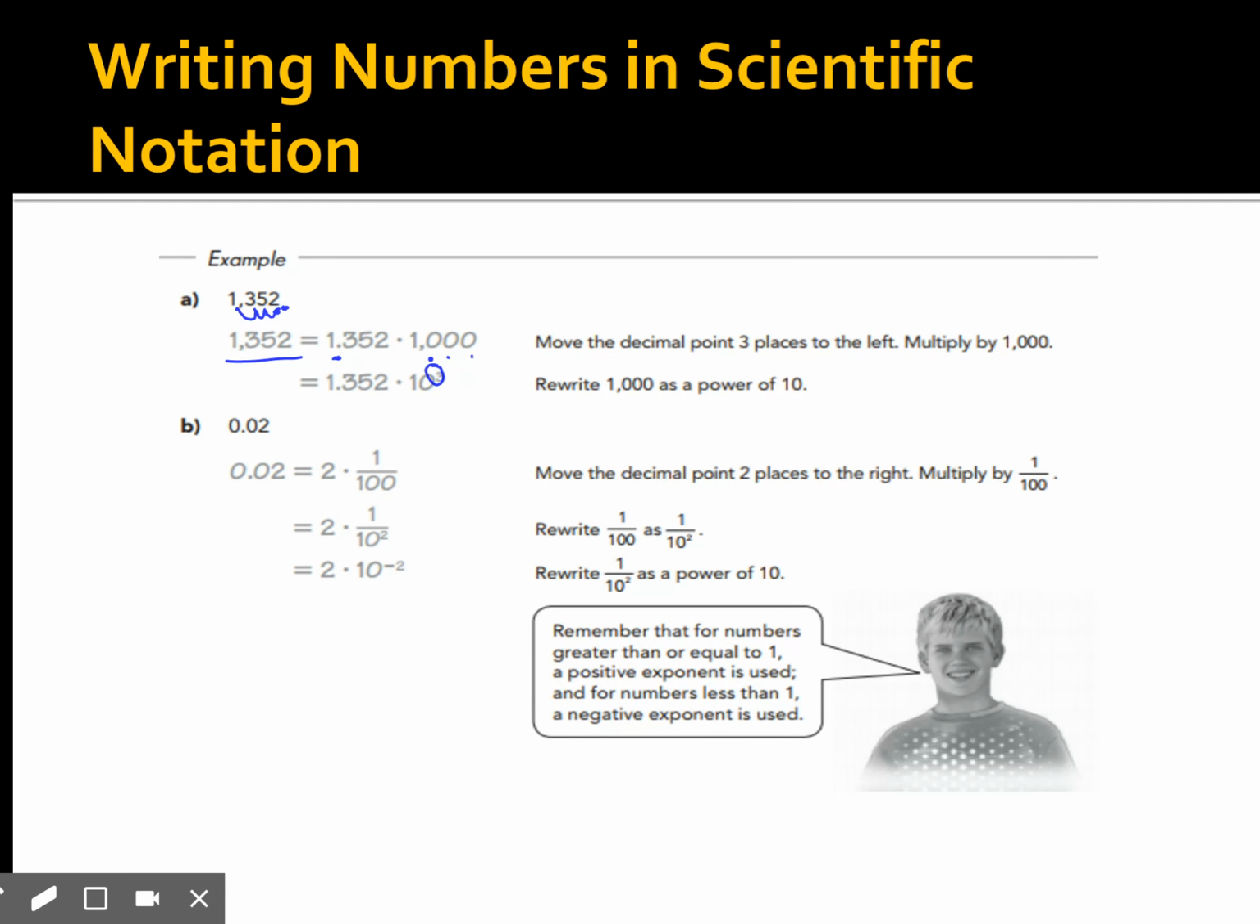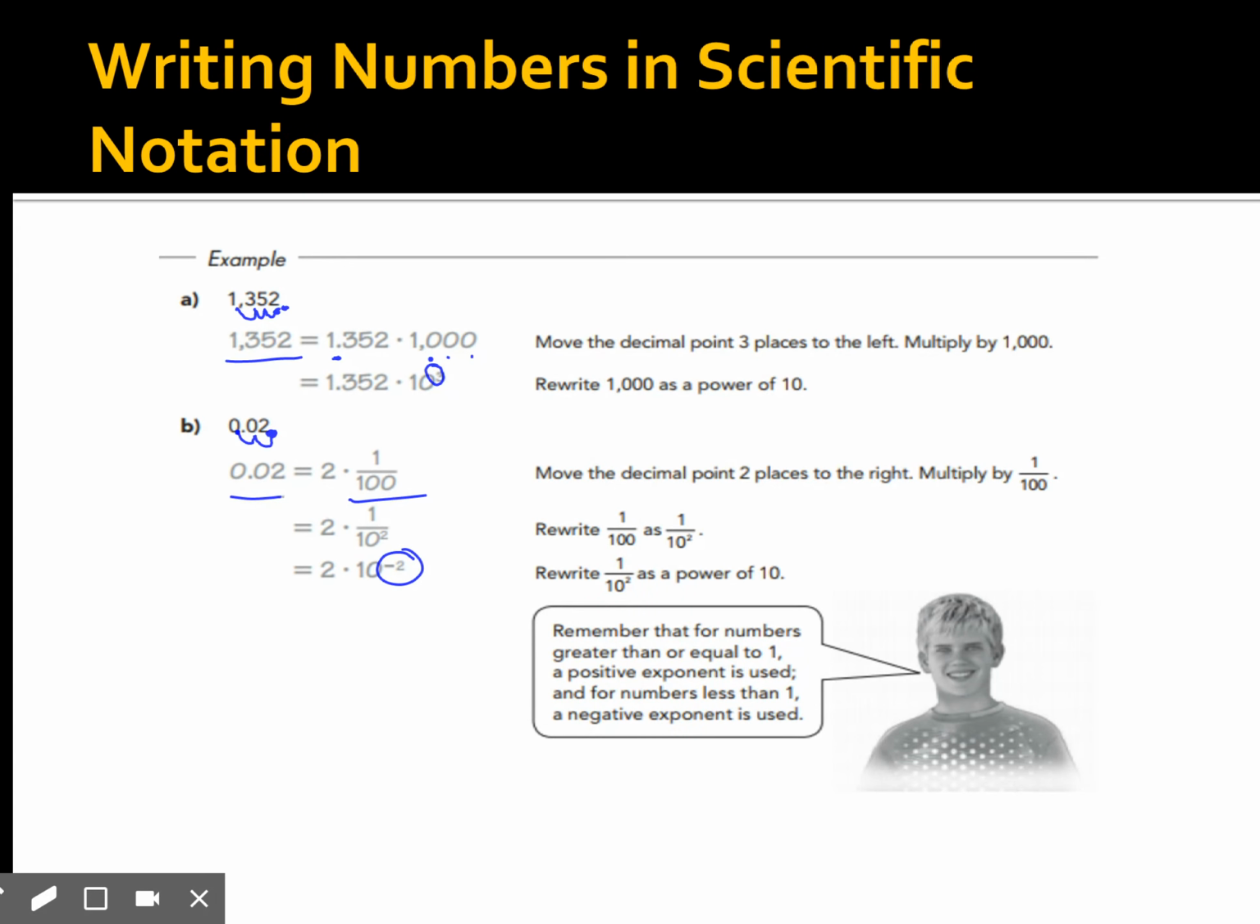So what happens here if we have a number less than 1? We already have a decimal here. In this case, we need to move it to the right 1, 2 places so that I have a digit in the ones place and everything else would be after it. And I moved it 2 places to the right, so that would be a negative 2 as my exponent, because 2 times 1/100th here would be our original of 0.02.